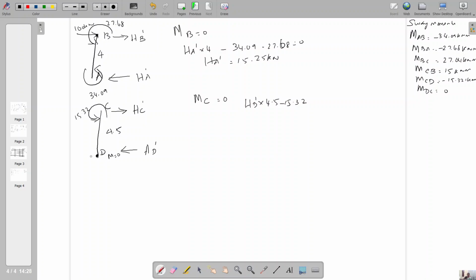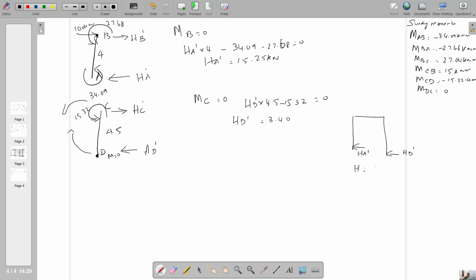So I compared the rotation. HD dash is rotating like this, and the moment at C is rotating in the opposite direction. That's why I'm putting minus equal to 0. So HD dash equal to 3.40. So now consider the direction of HA dash and HD dash.